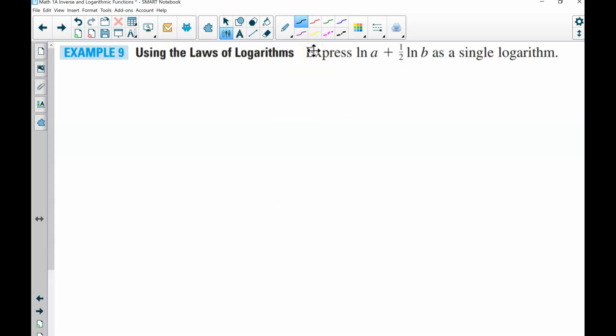Okay, now using the laws of logarithms, we want to express the natural log of a plus 1/2 the natural log of b. We want to take this expression, which is expanded, and condense it into one single logarithm using our properties of logarithms. The first thing we want to do is apply the power rule by rewriting the 1/2 as an exponent of b. So this becomes the natural log of b to the 1/2.